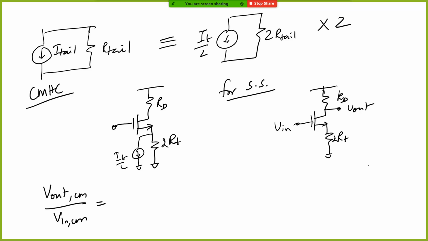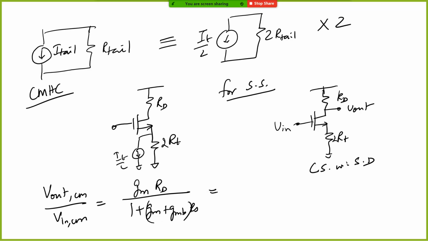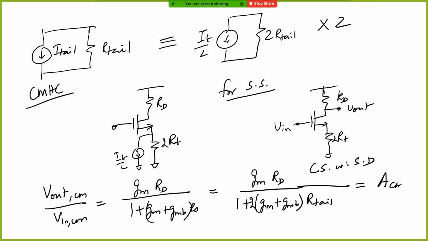What is the transfer function or what is the gain? This is nothing but a common source with source degeneration, correct? And therefore, what was the gain? It was Gm times RD divided by 1 plus Gm Rs, or Gm plus Gmb times Rs. Now, in this case, what can we write? It is Gm times RD divided by 1 plus 2 times (Gm plus Gmb) times R tail. Now, this is what you call your common mode gain.